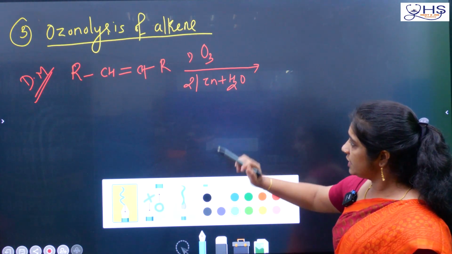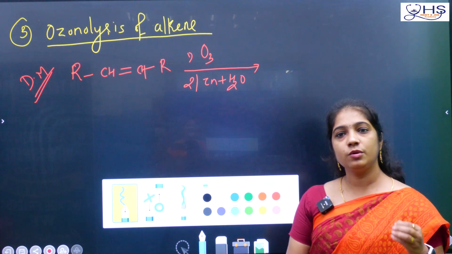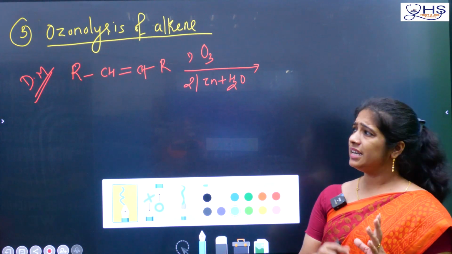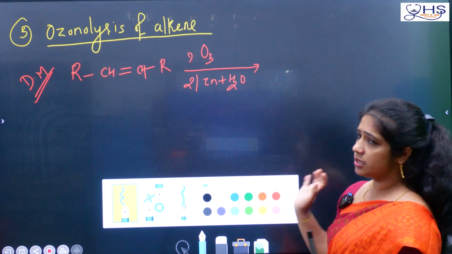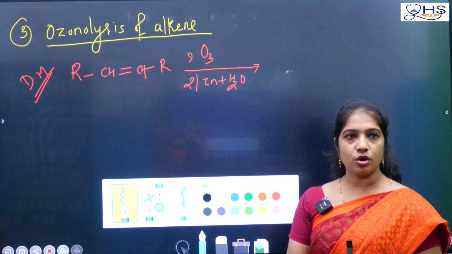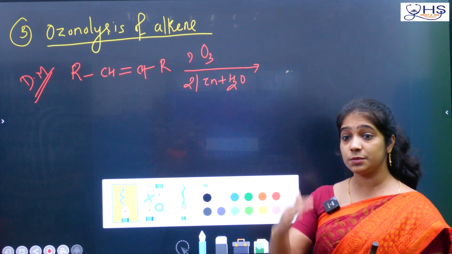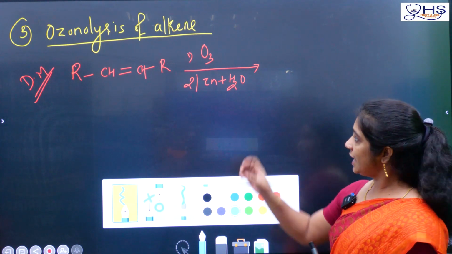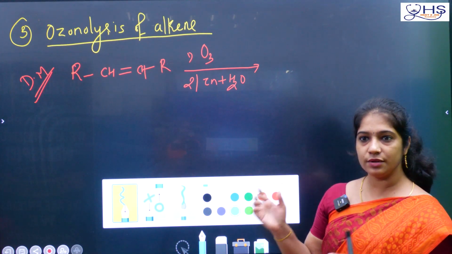But in case of the board exam, if they ask you especially to write about ozonolysis of alkene, then you have to follow the long method. But if they ask you like this, write the product, then there also you can follow the short method. Even CBSE is splitting the question into 1 mark questions because of that only, to avoid lengthiness. So directly you can follow the short method and write the product.